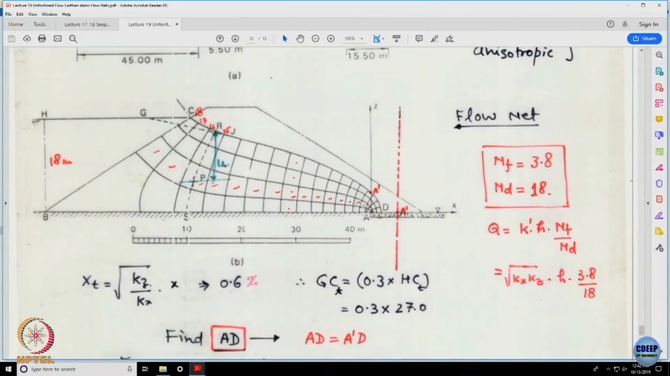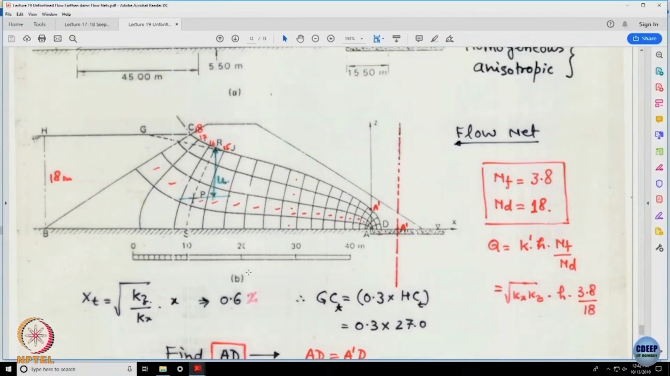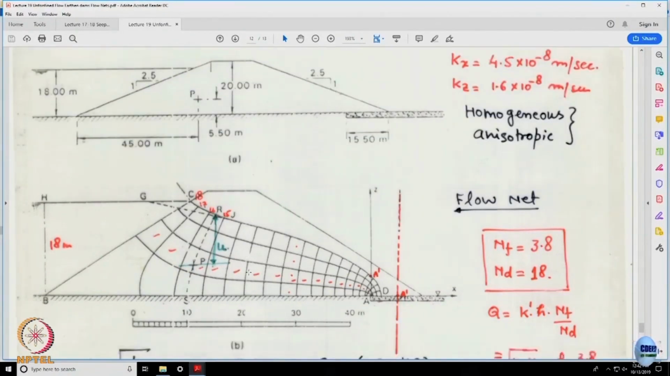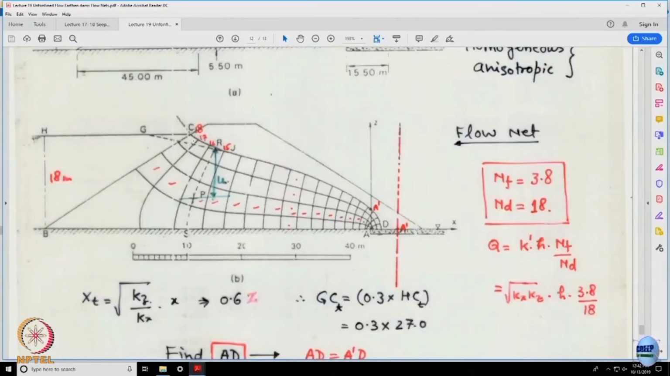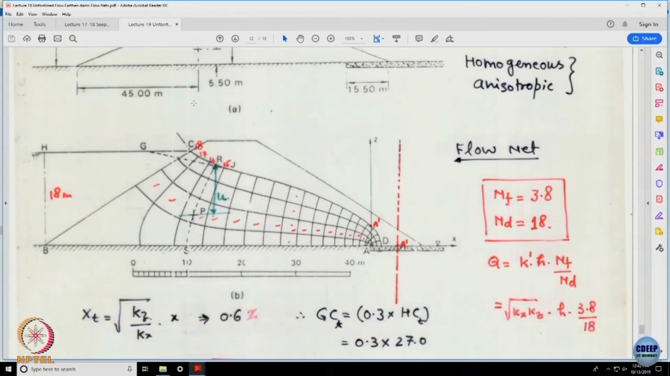After the flow net is constructed, I can count the NF and ND, and this is 3.8 and 18. This is the transformation of x into the xt direction. So, root of kz by kx would be 0.6 times x. All the dimensions in the x direction will get reduced, and hence you are seeing that the embankment has become steep. GCT is nothing but 0.3 times HCT. If height is 18, this is 45. 45 into 0.6 would be 27.